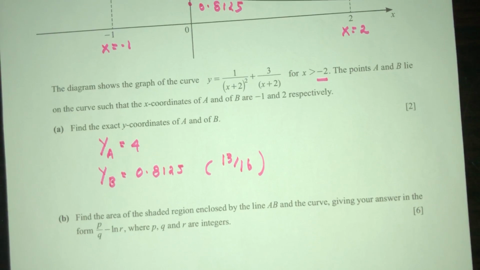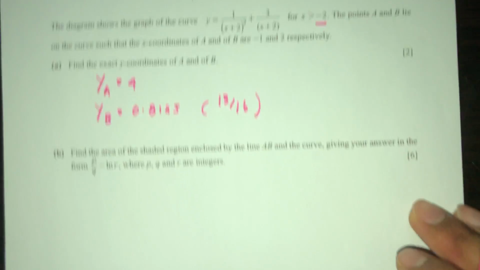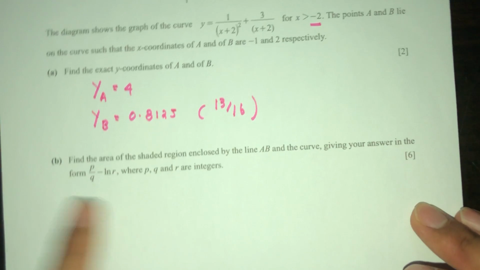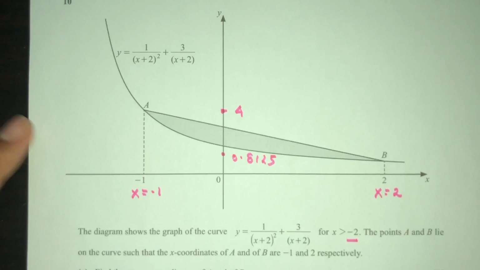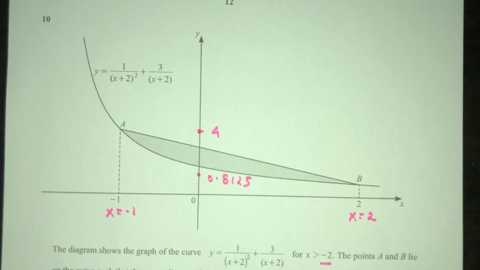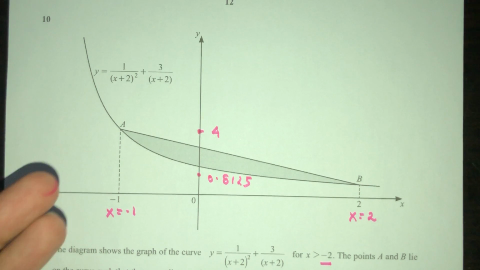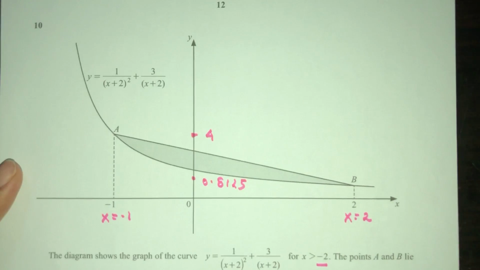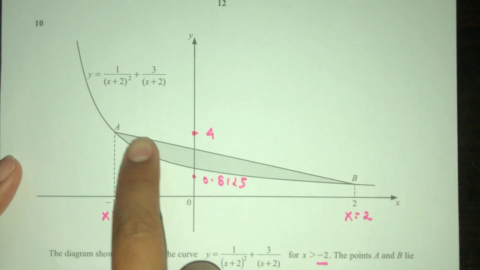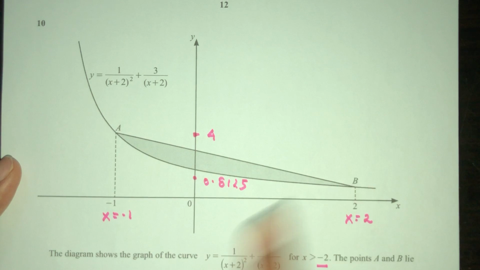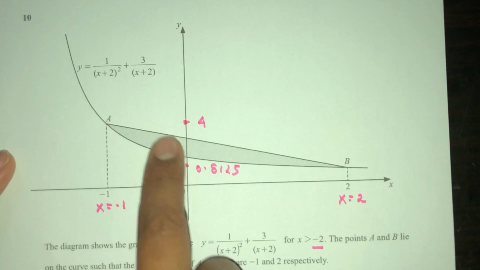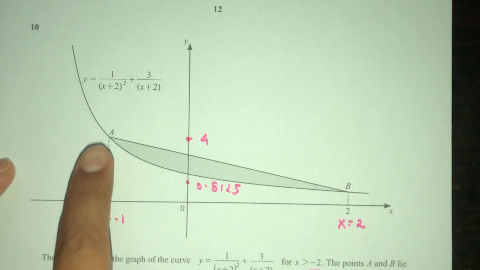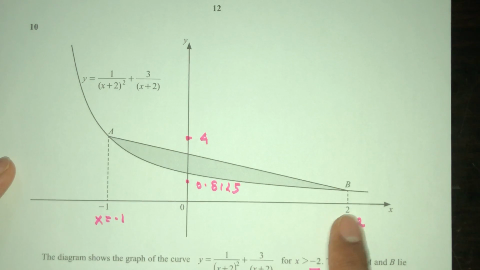Now for part B, we have to find the area of the region enclosed by AB and the curve, giving your answer in an exact form of this, where P, Q, and R are integers, which are whole numbers. Again, we just have to find the area. How would you find the area? That's a question that we have to think about by observation. By observation, you can see that the area is found by first finding the area of the whole thing, this big thing right here, then minus the area under the curve for these limits to find this one remaining right here. So one by one, let's find the area of this whole thing. A, B, 2, and minus 1.